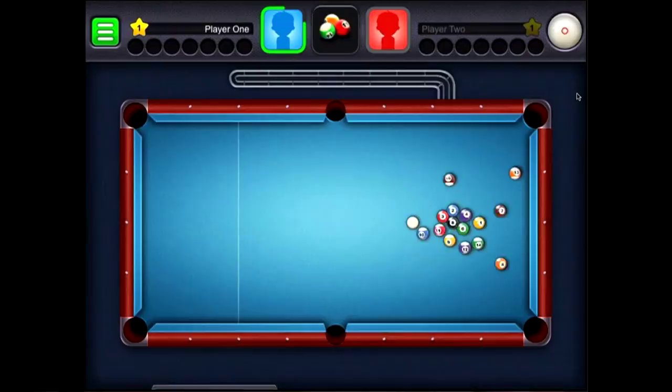I have 2 balls here, but what if I had 8 ball pool?